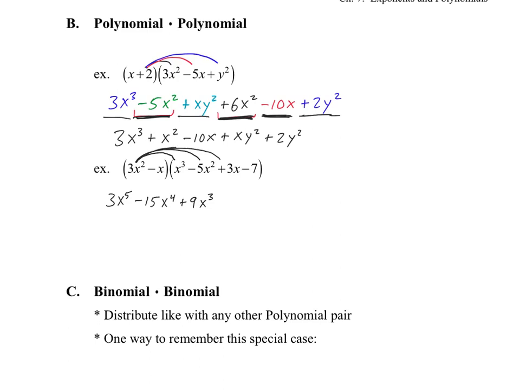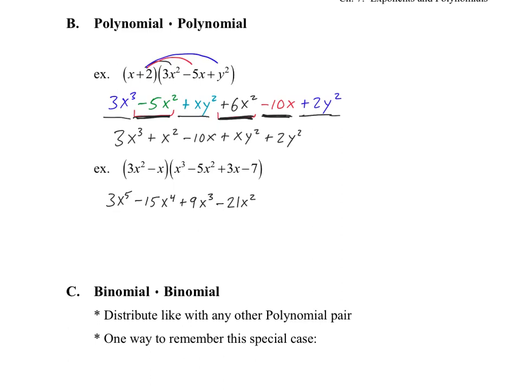And then last but not least with this first one, I have a positive 3x squared times a negative 7. So positive 3 times negative 7 is minus 21, or negative 21. And I have an x squared. So we're halfway done with the multiplying, and I'll erase those.